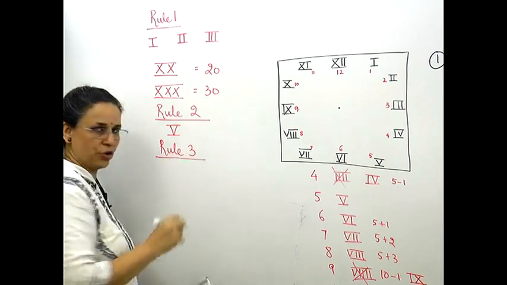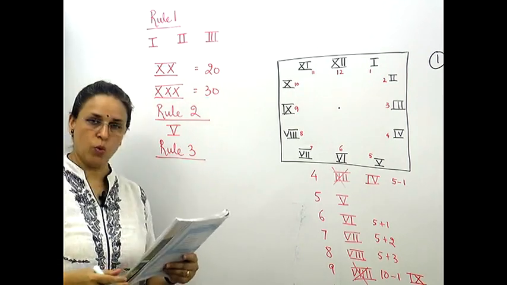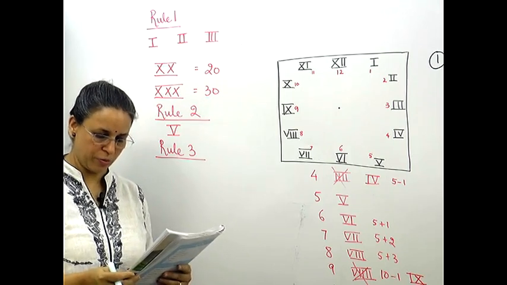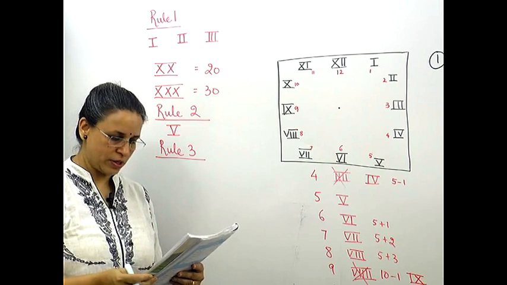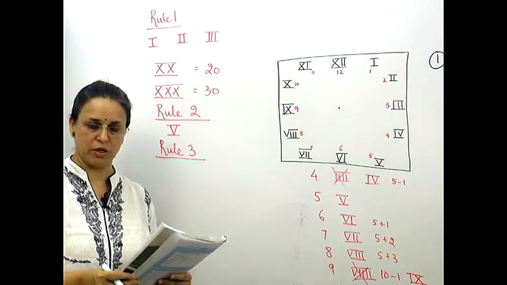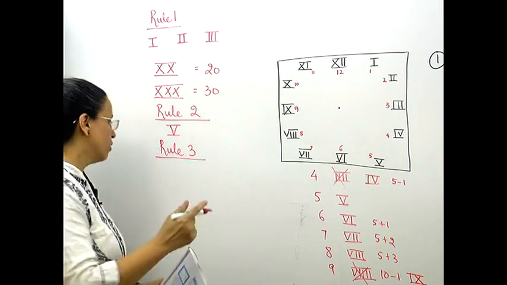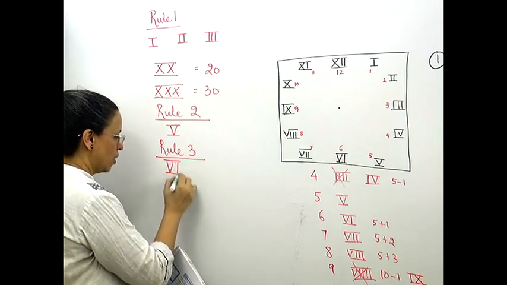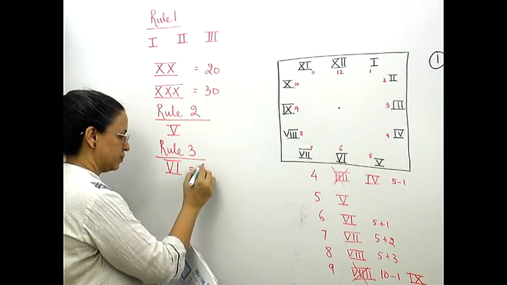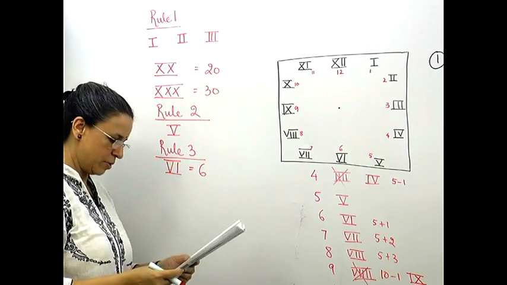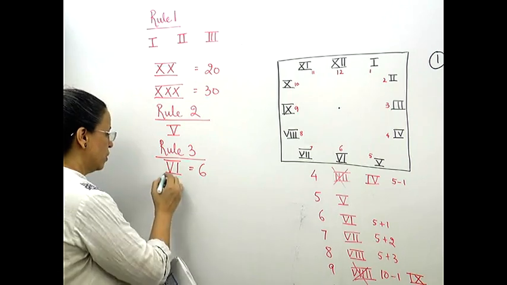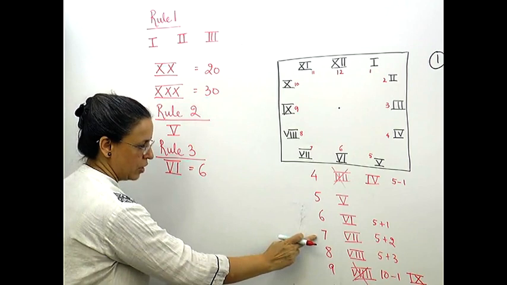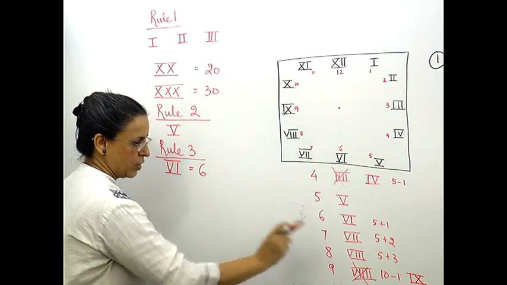According to rule number 3, when either 1 or 5 is written on the right of the symbol of a bigger number, its value is added to the value of the bigger number. So, the first one they have given, we have seen that 5 plus 1 will give you 6. Similarly, when you have 5 plus 2, you get 7. We saw over here already. 5 plus 3 will give us 8.